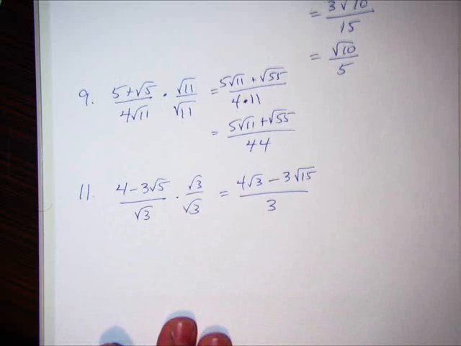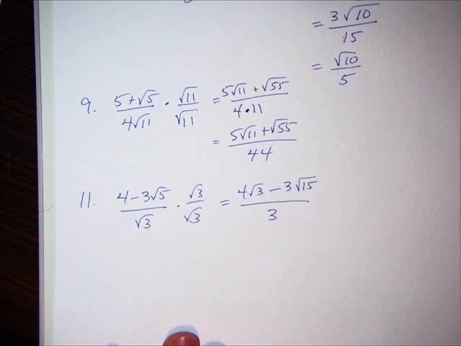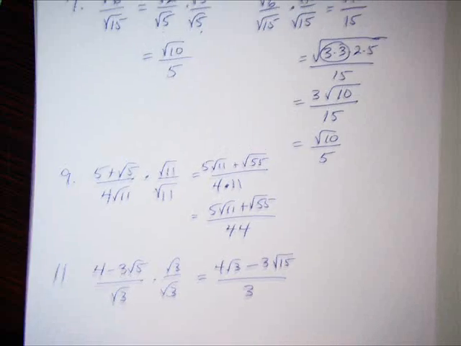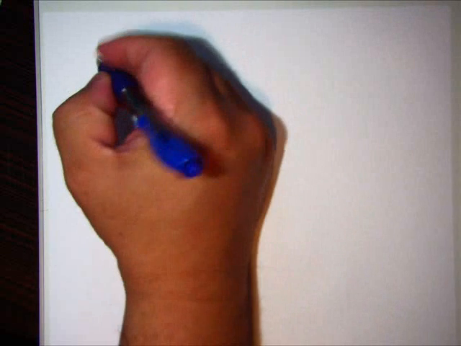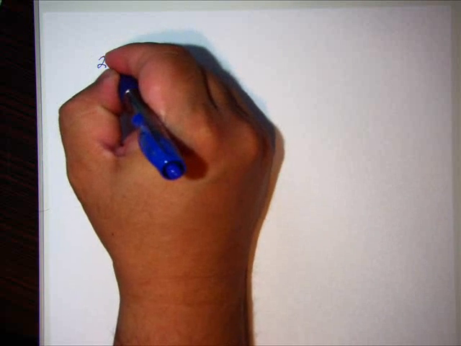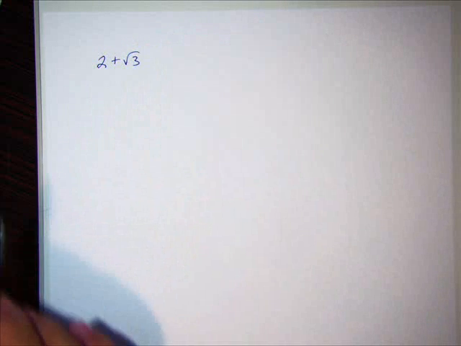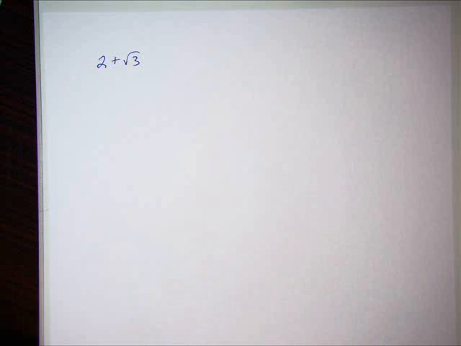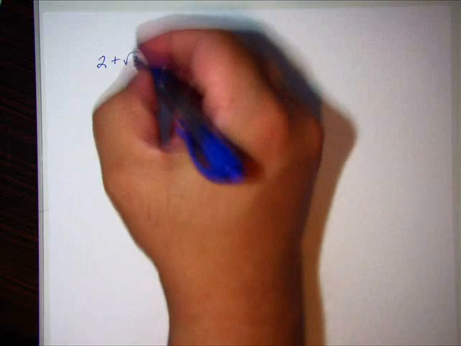Before I do number 13 through 19, I have to talk about a conjugate. A conjugate is usually associated with a binomial. So if I have 2 plus square root of 3, what I need to do is figure out a way to get rid of the radical.